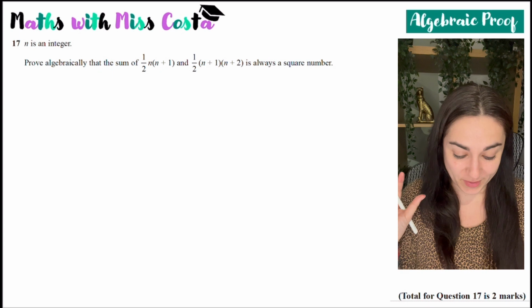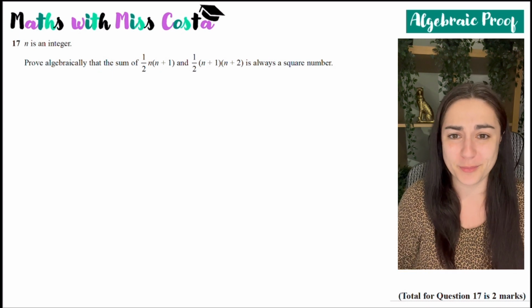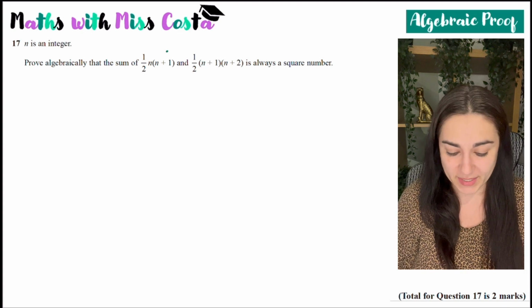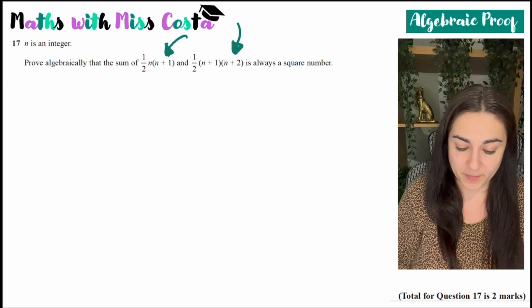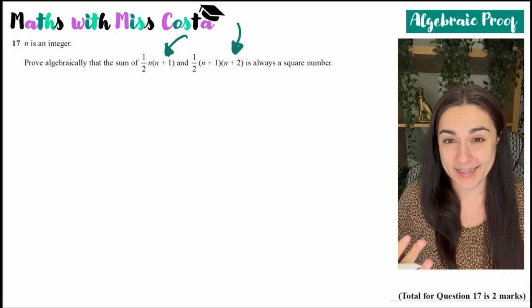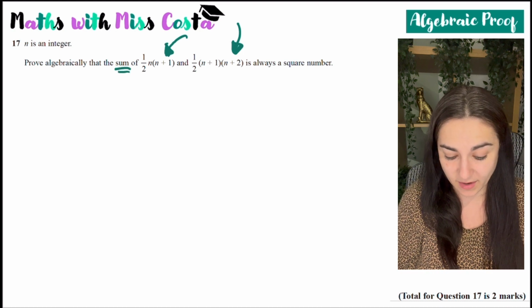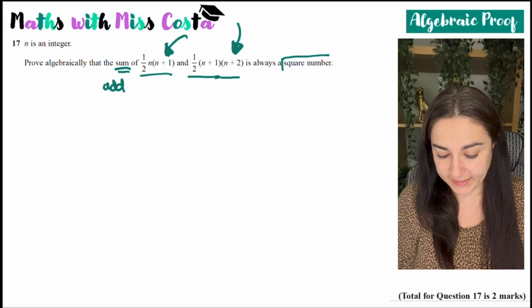Okay, so we've got an algebraic proof question. Now this is sometimes a question people shy away from because they're like, what are you asking me to do? But all it's literally asking you to do is fiddle around, expand some of the brackets, see what they expand to, simplify them, and then see how it can lead to what they want. So in this question, they're saying prove algebraically that the sum, which means we're going to be adding, of this and this, is always a square number.